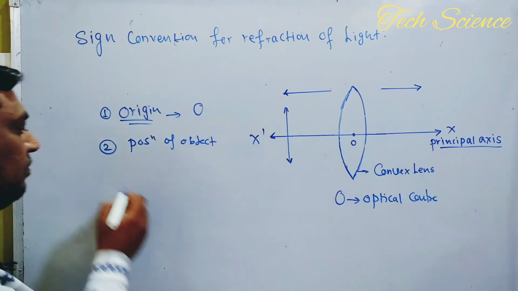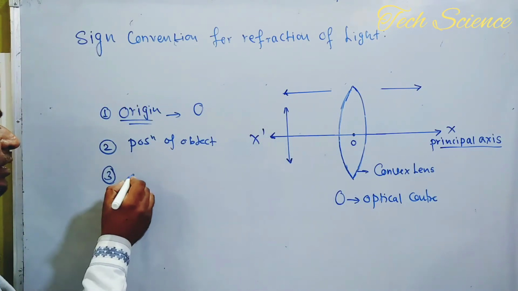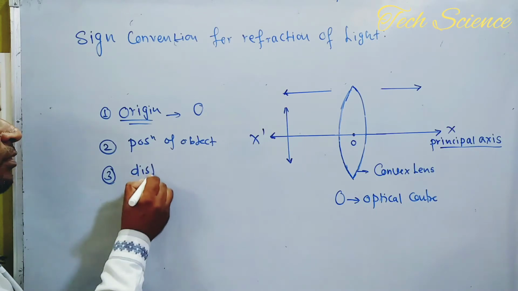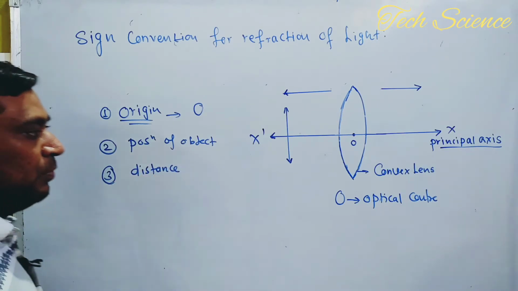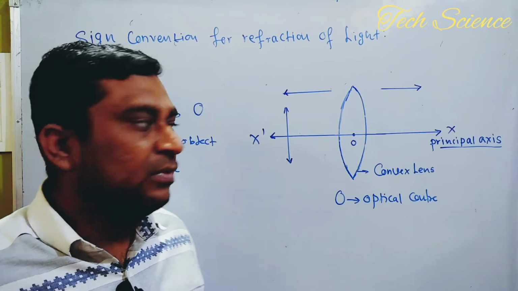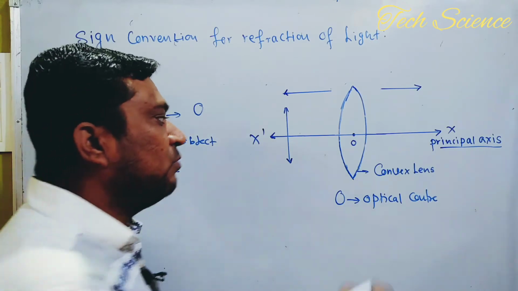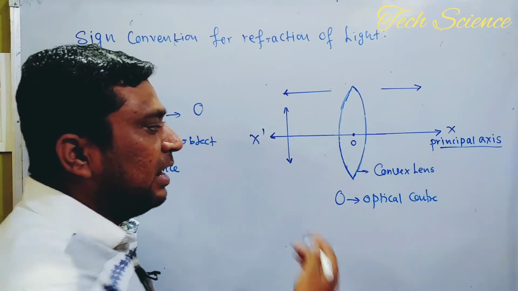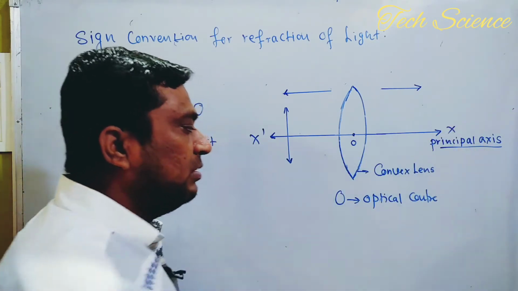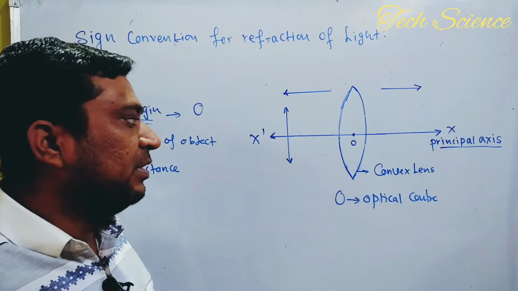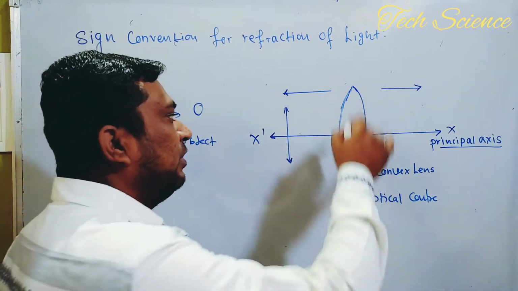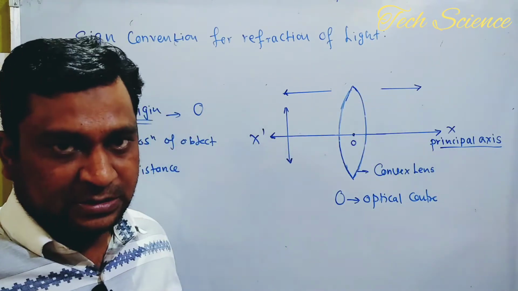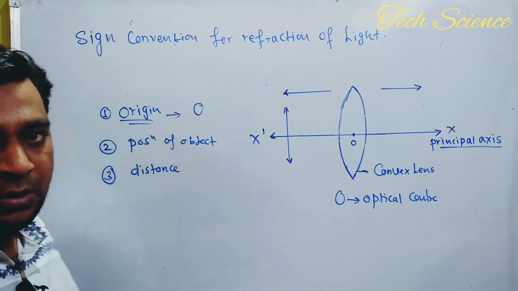What about the third convention? The third convention is regarding distance. Suppose you have to measure a distance. From which point do you consider it? From the optical center you have to measure the distance, either on the left hand side or on the right hand side, in an upward or downward direction. So the optical center is the base for all of these.